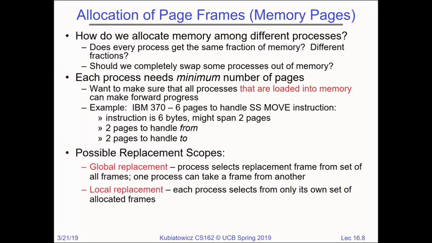The other alternative would be a local replacement scope, where every process has a fixed number of pages that it's allowed, and when you go to get a new page for your process, you have to kick out one of your own pages for sure. Okay, that's why we call it a local scope. Okay, so the clock algorithm is like a global scope. The local scope says that I'm doing kind of like the clock per every process if I wanted.